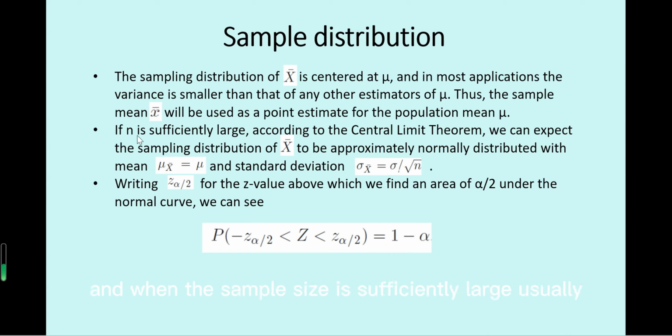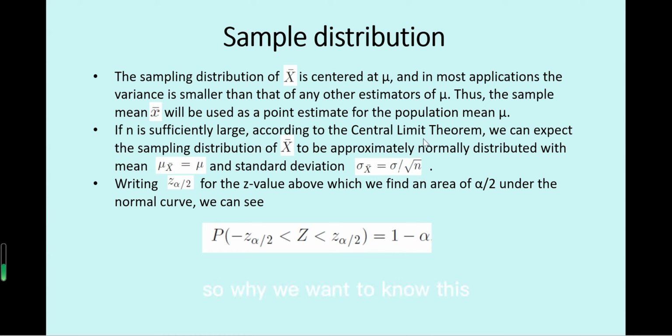And when the sample size is sufficiently large, usually at least 30, according to the so-called Central Limit Theorem, we can expect the sampling distribution of x bar to be approximately normally distributed, with the mean equal to the population mean and the standard deviation equal to the population standard deviation divided by the square root of n.